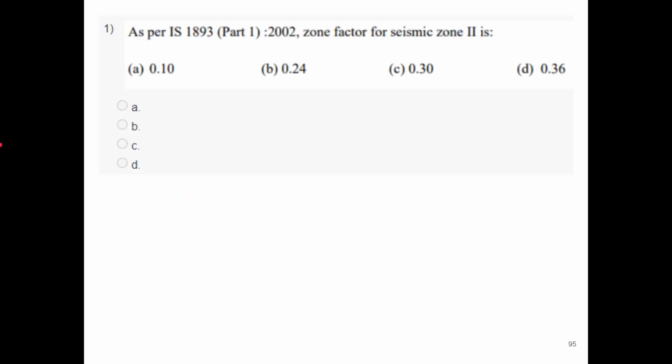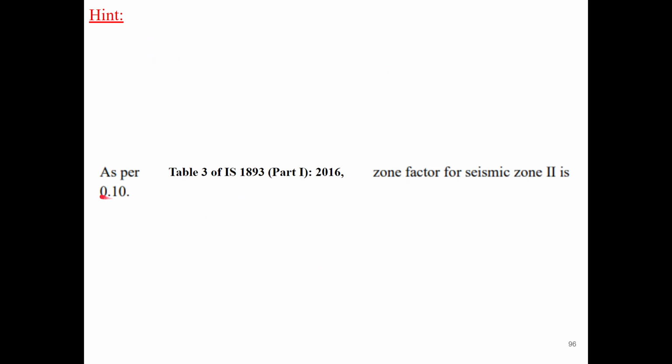So let us now go through the solved problems and try to better understand. First question: as per IS 1893 Part 1 2002, zone factor for seismic zone 2 is A 0.1, B 0.24, C 0.3 or D 0.36. There are four zones, 2, 3, 4, and 5, and they have zone factors of 0.1, 0.24, 0.3, and 0.36 respectively. So zone 2 is basically 0.1.